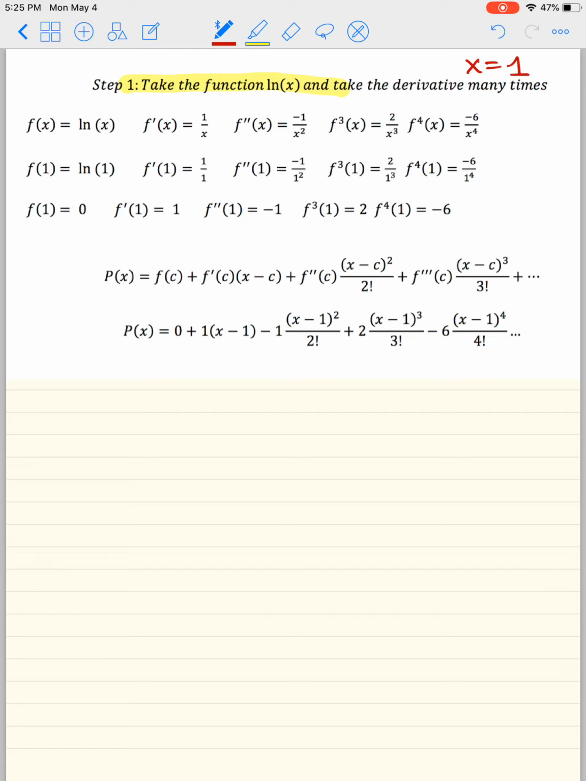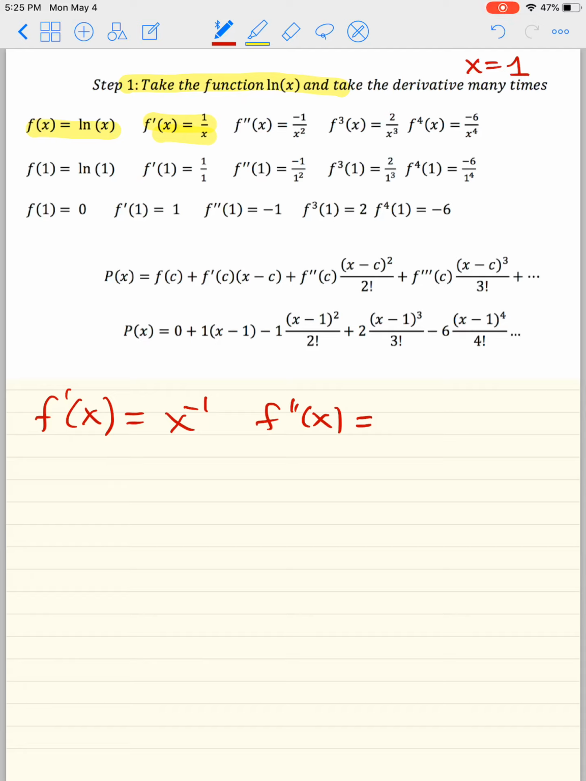How do we do this? We take the function natural log of x and we take the derivatives many times, and that's what we do here. So here's f of x. You guys have to know the derivative of the natural log of x is 1 over x. Now, to get the next one, I just want to show you guys something. I'm sure everyone knows that you guys are in calculus, but I just want to make sure that you know. Okay, I'm not going to assume anything.